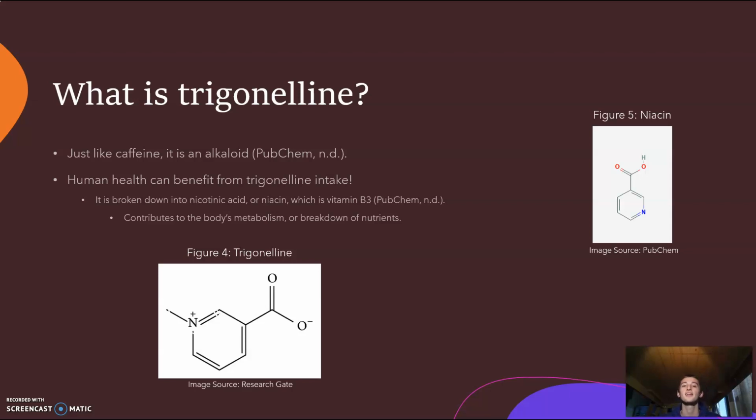When inside the body, it's broken down into nicotinic acid, amongst other things, but nicotinic acid is the most important thing that it's broken down to, because nicotinic acid is niacin, and niacin is vitamin B3. And vitamins of the B complex have effects on our metabolism. It helps us break nutrients down faster and process them and use them a little bit more efficiently. And you'll see niacin here on the right in figure 5.